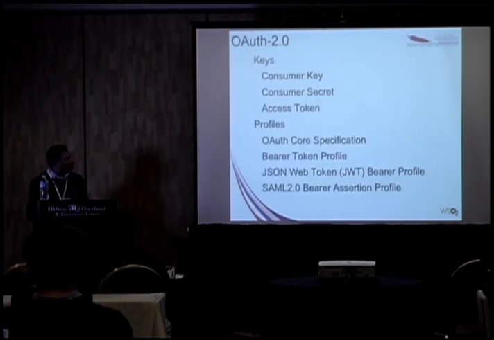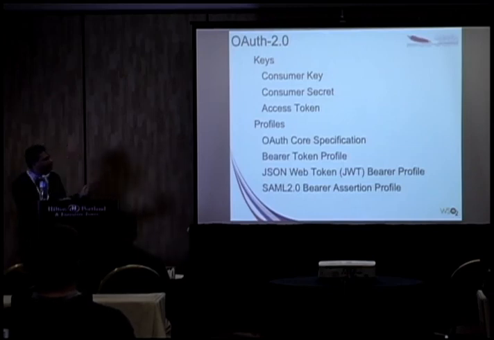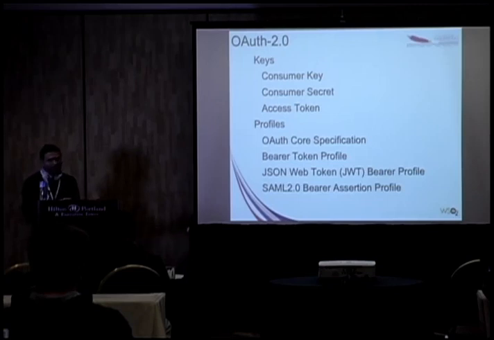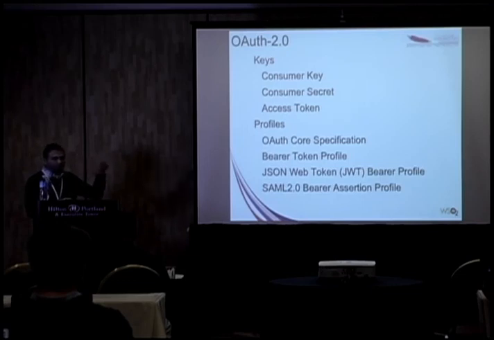And in OAuth 2.0, there are three keys provided: a consumer key, consumer secret, and access token. The access token is the main thing to invoke the API. And the consumer key and consumer secret can be used to get a new access token. So that's how it works.